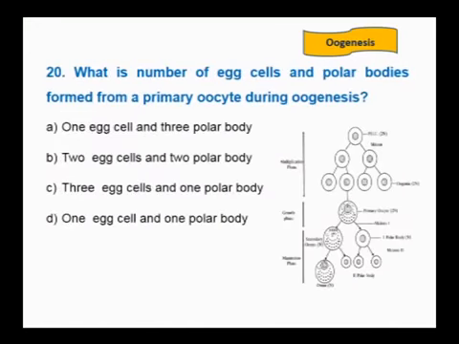What is the number of egg cells and polar bodies formed from a primary oocyte during oogenesis? You know that during oogenesis, the primary oocyte undergoes first meiosis and second meiosis. As a result, it produces one egg (ovum) and three polar bodies.